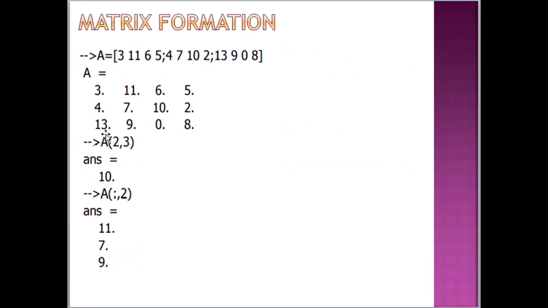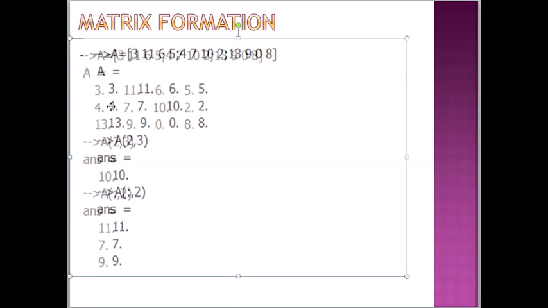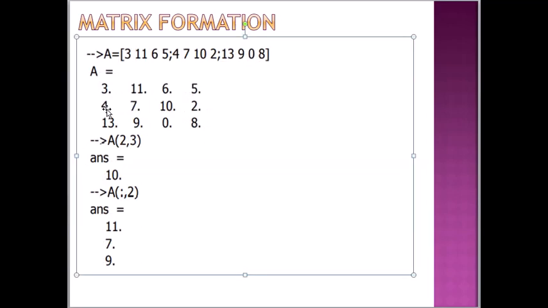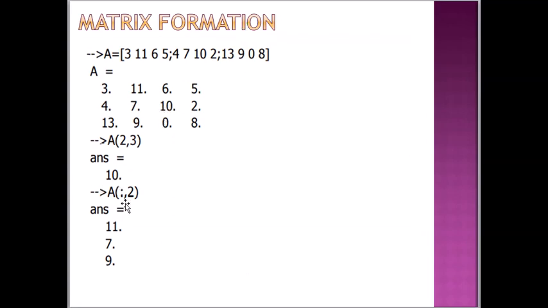And matrix formation. So again we will think about the matrix. In this matrix, if we need to know about the element 2 3, what is the value of A(2,3)? A(2,3) means that we are talking about the second row and third column. So this is the second row and third column. So the second row, third column is 10.